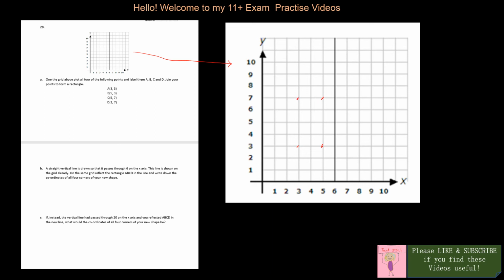So this is my rectangle. My lines are really not straight, but yours will be, because you'll be using a ruler, which I'm not using. I'm just drawing on the screen, so they look very incorrect. And the next one, okay, they're saying that is done.